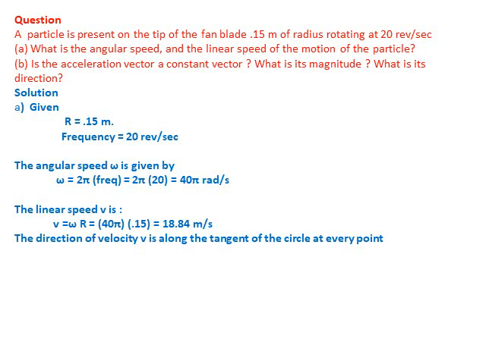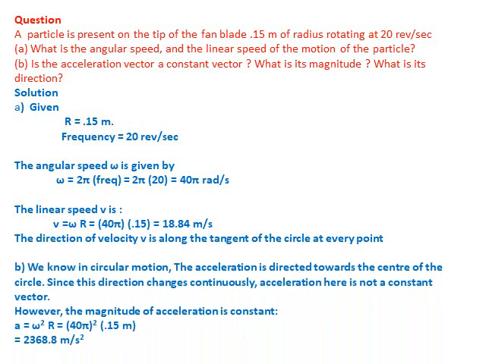So, for this one, r equals 0.15 meter. Frequency is 20 revolutions per second. So the omega, the angular speed, will be 2 pi into frequency. That will be 40 pi radians per second. And the linear velocity, you know, v equals omega r. So by putting the value of omega and r, it will be 18.84 meter per second. And the direction of velocity will be along the tangent of the circle at every point.